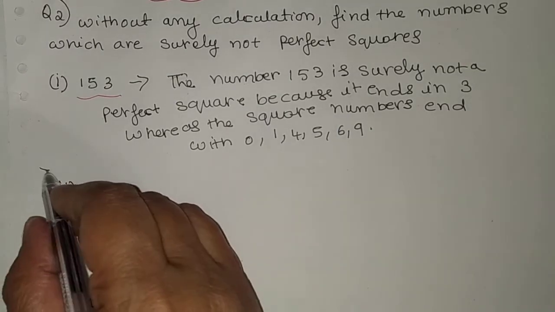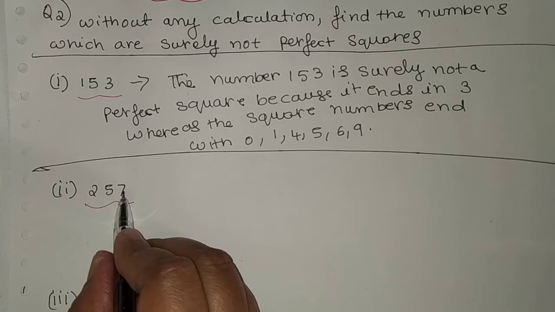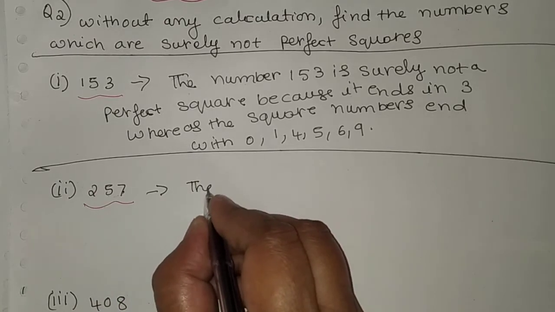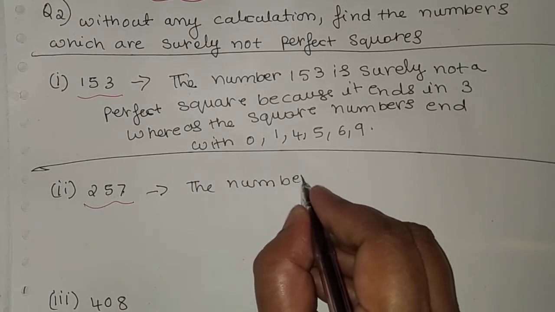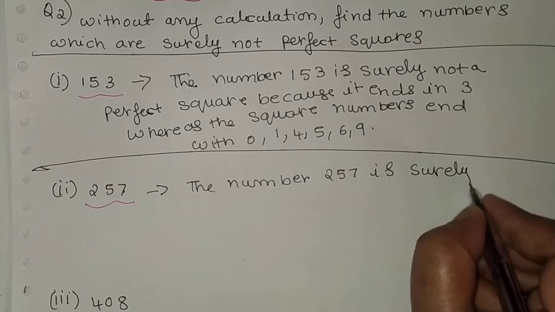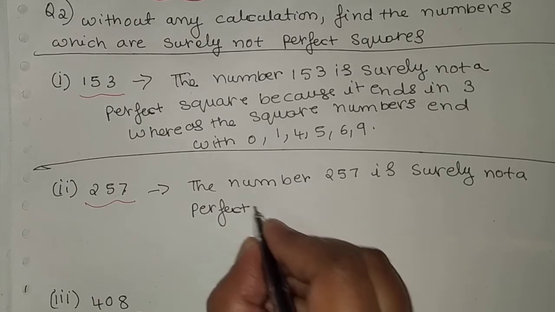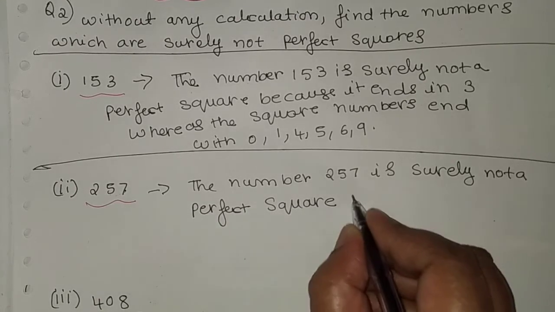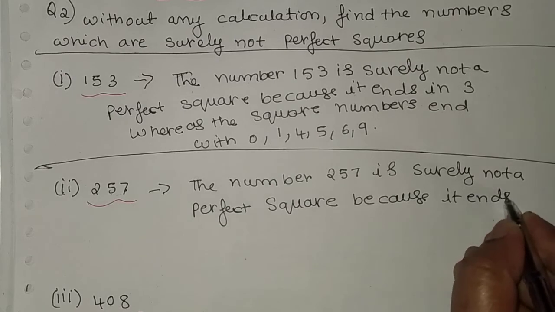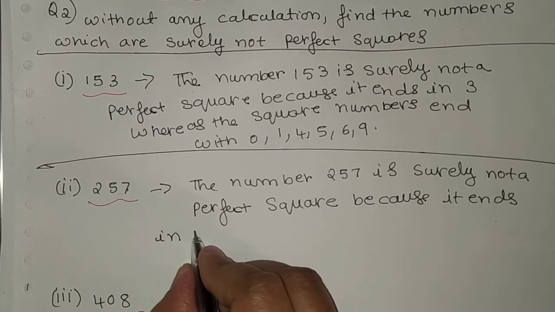Again, see the next number also, same thing, 257. Since 7 is an odd number and this is not a perfect square, similarly, everything you have to repeat the same except the number. 257 is surely not a perfect square because it ends in, which number? That is 7.